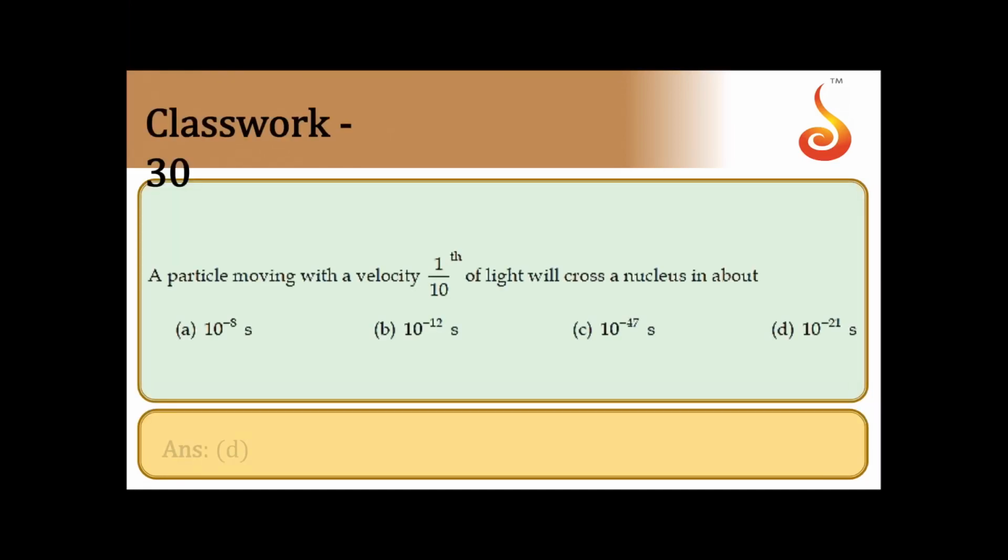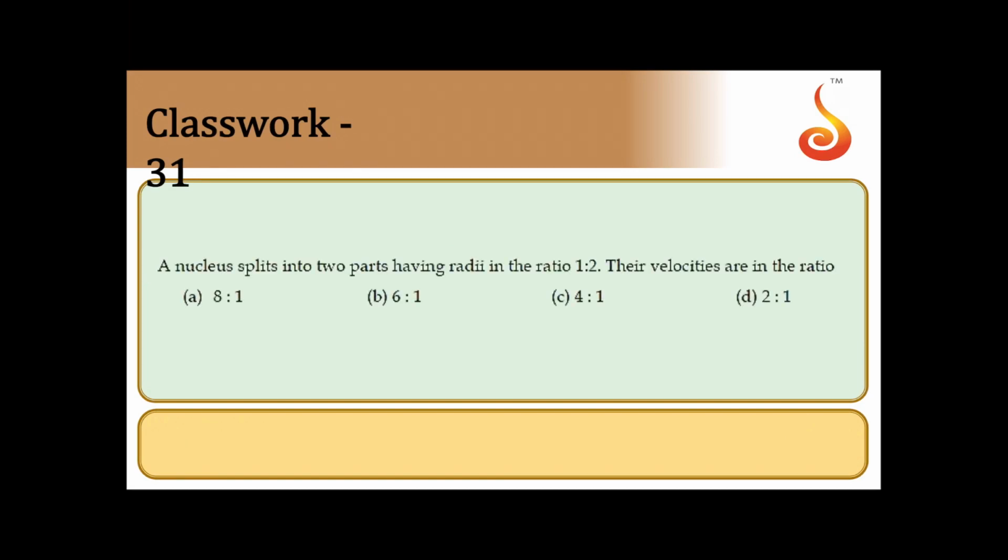Okay, we shall move on to next one. A nucleus splits into two parts having radii in the ratio 1:2. Their velocities are in the ratio. So radii are in the ratio 1:2. What will be the velocities ratio?